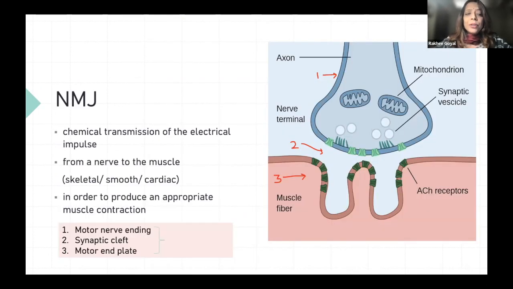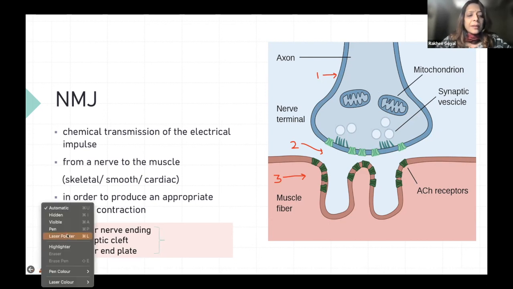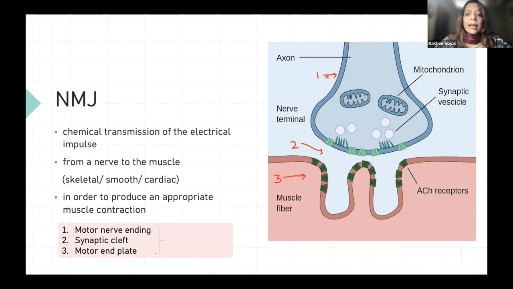So to begin with, a neuromuscular junction facilitates a chemical transmission of the electrical impulse that is coming from the brain and coming here at the nerve ending. This is the nerve ending. Here is the muscle fiber, which we also call the motor end plate. And here in between the nerve ending and the muscle fiber is the synapse. So the transmission is from the nerve ending through the synapse into the muscle fiber, resulting in muscle contraction. And this one unit is called a motor neuron unit: the motor nerve ending, the synaptic cleft, and the motor end plate.